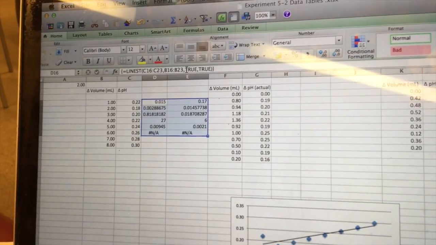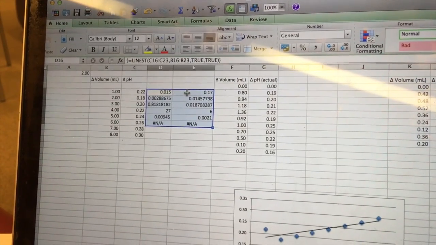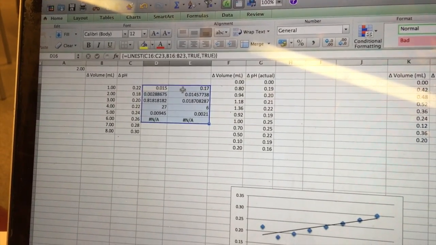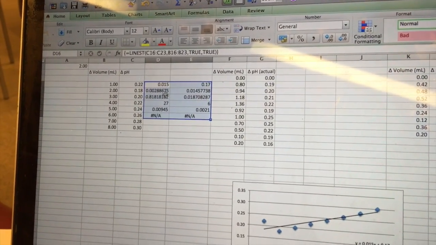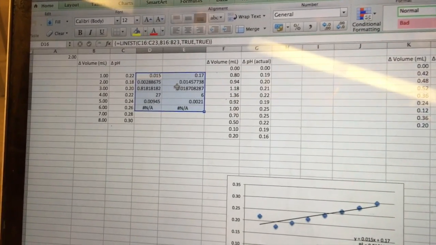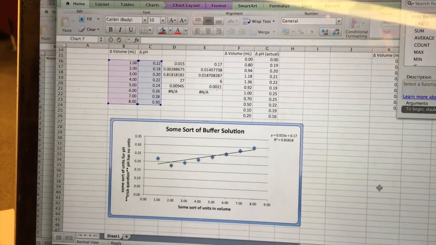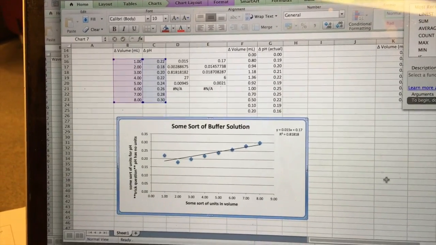Here you have in your first cell the slope, and then in the cell next to it you have the y-intercept. Below the first cell, you have the standard deviation of the slope, and below the second cell, you have the standard deviation of the y-intercept. Now you have a graph, and you have the LINEST function, which gives you your data.